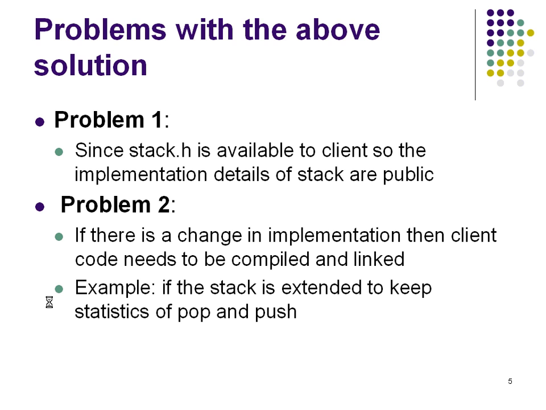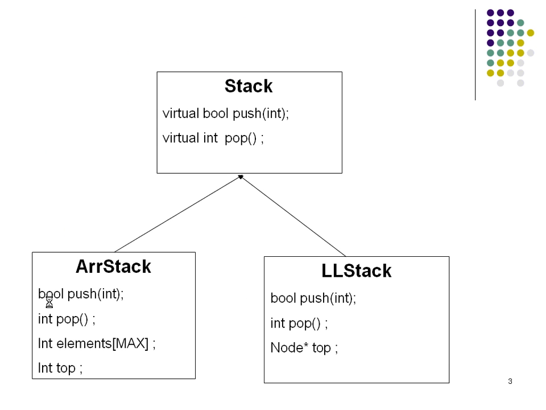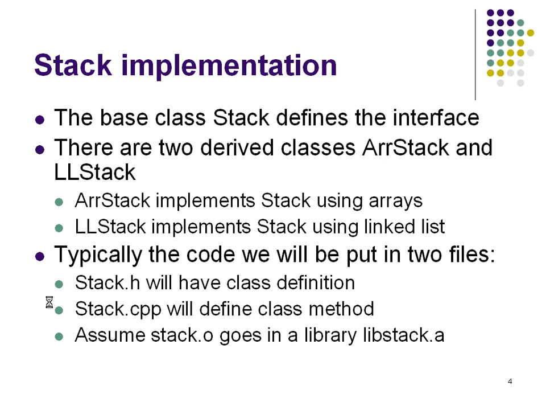If a client wants to make use of this stack library, we would compile stack.cpp and create an object file called stack.o, and the stack.o object file is going to be put in a library. Suppose we call that library libstack.a. Now the client has to include stack.h. It has to create one of the arrayStack object or the llStack object, and then call the push and the pop operations of that.